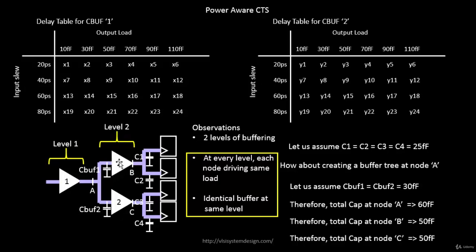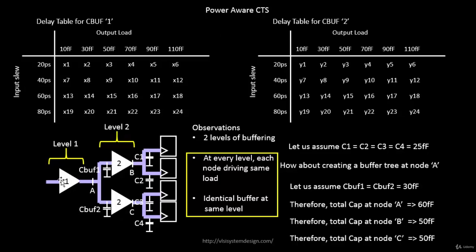So this is the delay table for the buffer of type 2. Let's take the same example. If this buffer sees an input slew of 80 picoseconds and an output capacitance of 110 femtofarads, the delay will be y24, and over here the delay will be x24 for the same values of input slew and output load. So that's what differentiates CBUF1 and CBUF2. Now how these two get differentiated is basically circuit design. That's the circuit design part of this particular course that we'll be talking about.